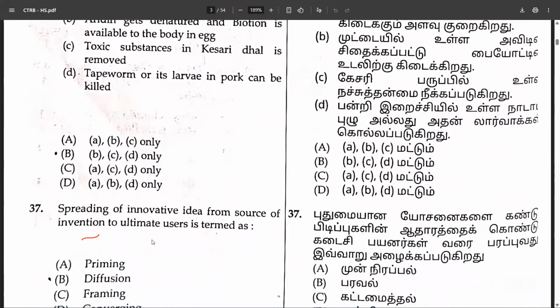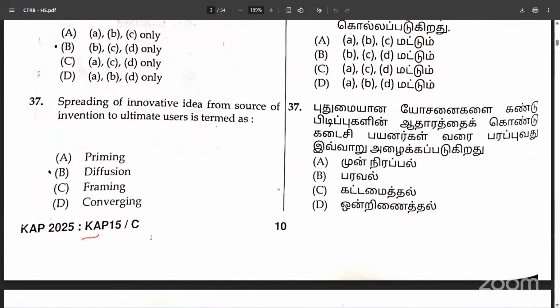Then there is the 37th question, which is asking about spreading innovative ideas from the source of invention to ultimate users. In what term do we spread our innovative idea? So here the correct answer will be diffusion. We also have a theory of diffusion, the theory of innovation, if you remember. So here the correct answer will be diffusion.